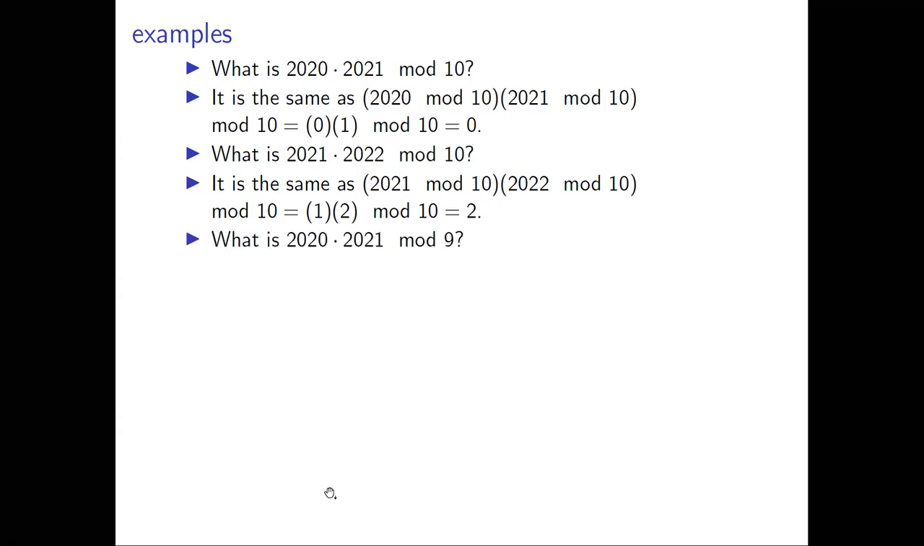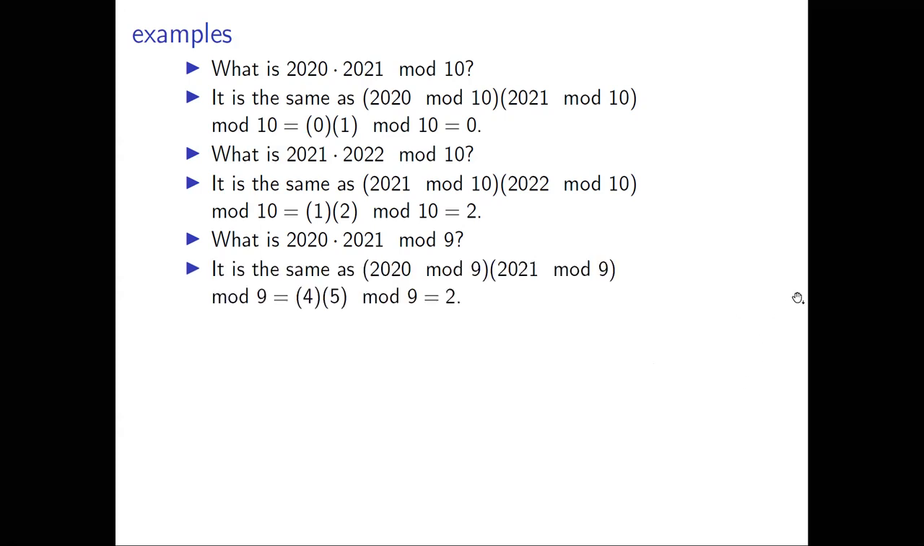Here's another one. What about 2020 times 2021 mod 9? And this is going to be the same as 2020 mod 9 times 2021 mod 9. And 2020 mod 9, we can see that this is 4. Why is that? Well, I claim 2016, that one is divisible by 9.